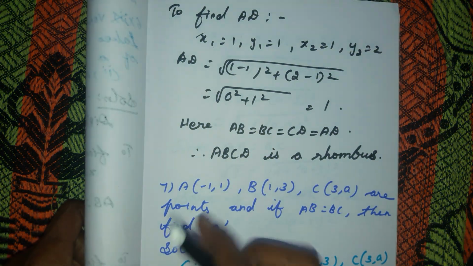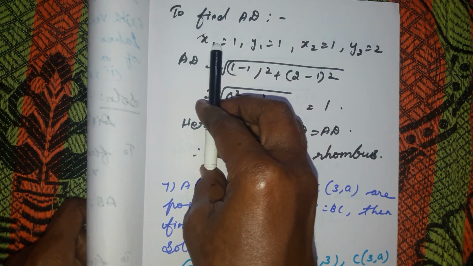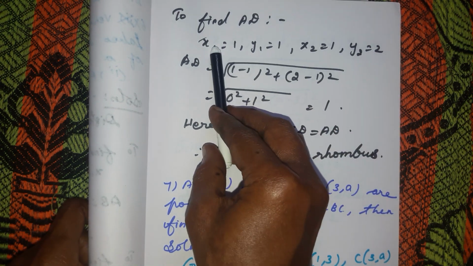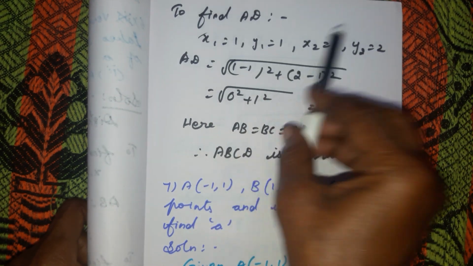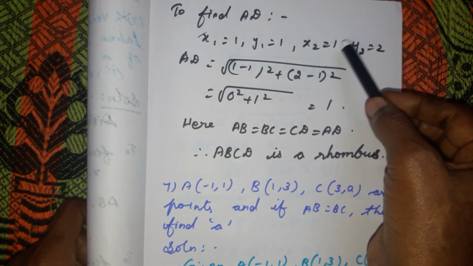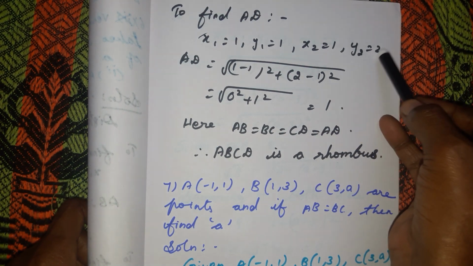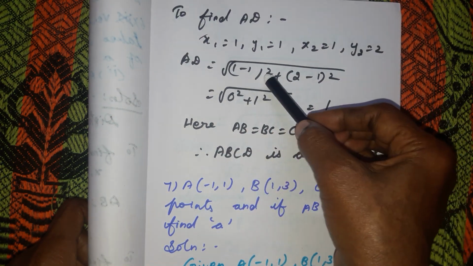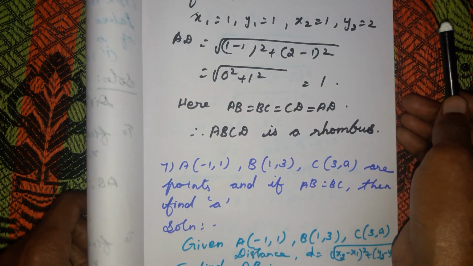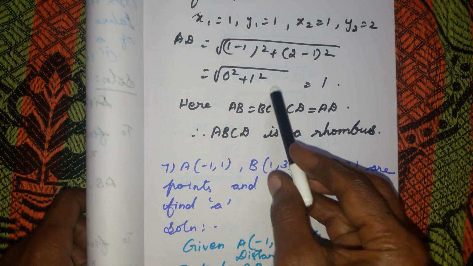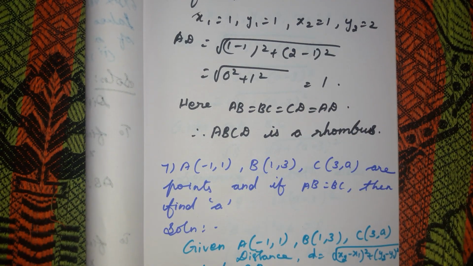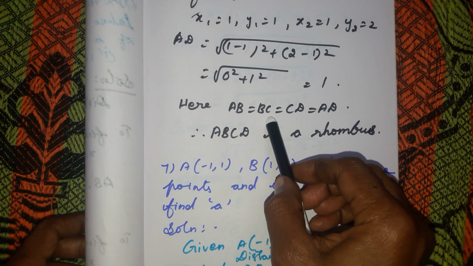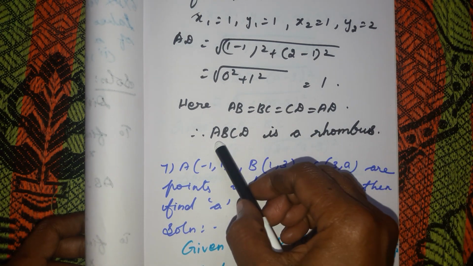Next, to find AD. The A point is (1, 1), so x1 is equal to 1, y1 also 1. Next, D point is (1, 2), so x2 is 1, y2 is 2. So AD is equal to root of (1 minus 1) the whole square plus (2 minus 1) the whole square, which is equal to root of 0 square plus 1 square, which is equal to 1. Here we are getting AB is equal to BC is equal to CD is equal to AD. Therefore, ABCD is a rhombus.